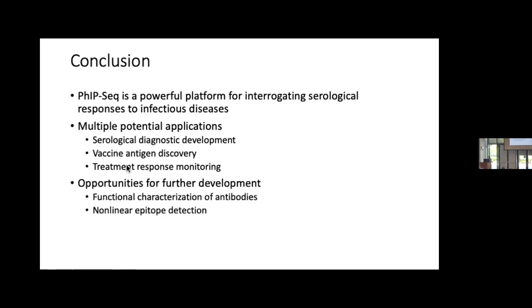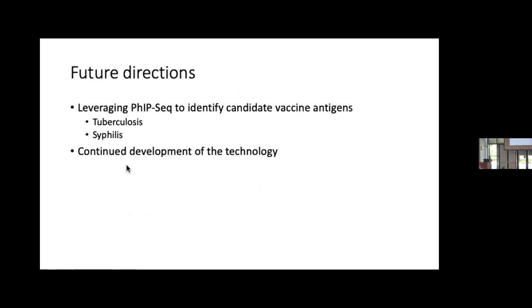There are also opportunities for further development of the technology to augment it so that maybe you get some functional characterization of antibodies. And maybe there's a way for us to adapt it so that we actually can measure antibodies against nonlinear and conformational epitopes. And in my own world, where these things are going is really in a vaccine direction.